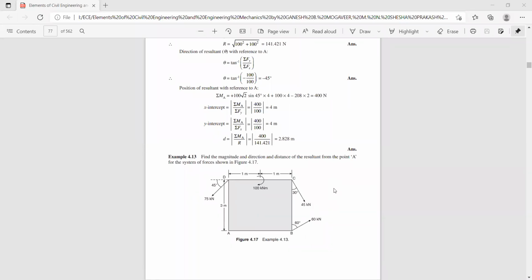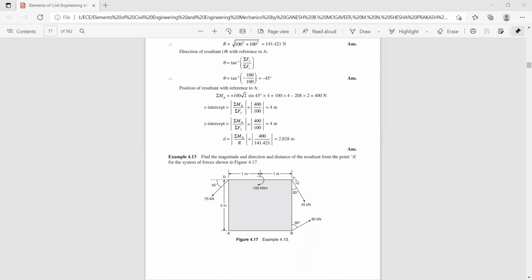So sigma f of x all put together is minus 75 cos 45 plus 45 cos 60 plus 60 cos 30 or 60 sin 60. So thereby we'll get the value of sigma f of x. Now sigma f of y. Sigma f of y is minus 75 sin 45, again here it is minus 45 sin 60 or minus 45 cos 30.